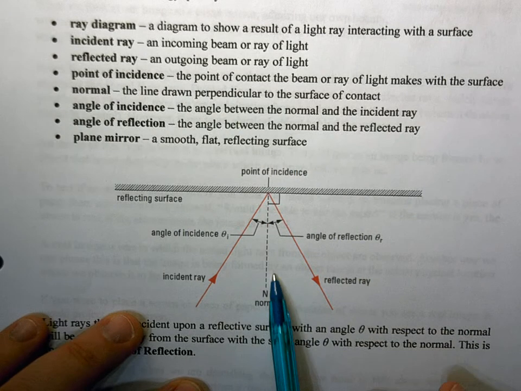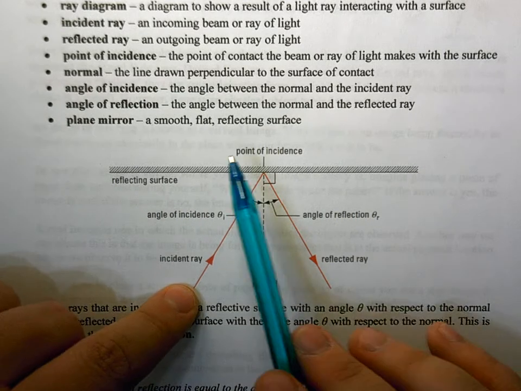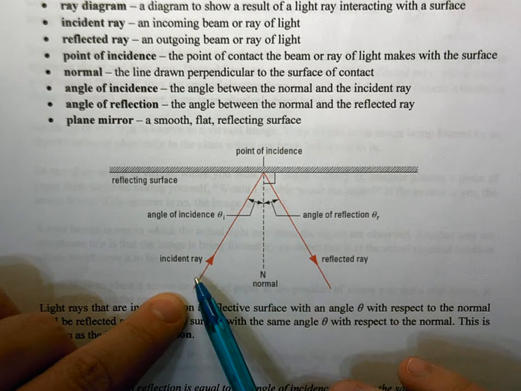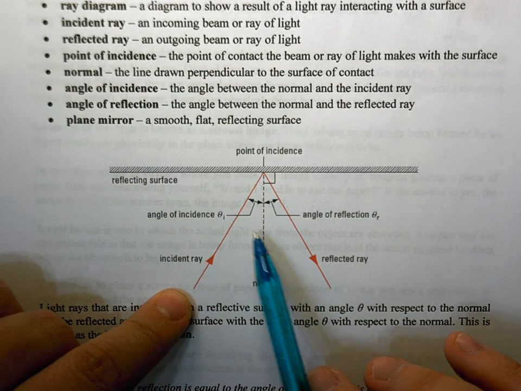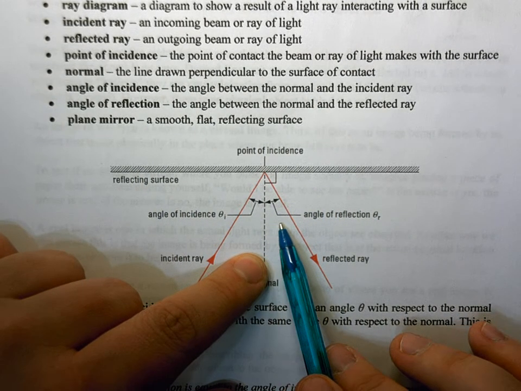So that normal is 90 degrees to the surface. We're going to talk a lot more about the normal a little bit later. So the angle of incidence is going to be the angle between the incident ray and this normal ray. The angle of reflection is going to be that angle between the normal and the reflected ray.